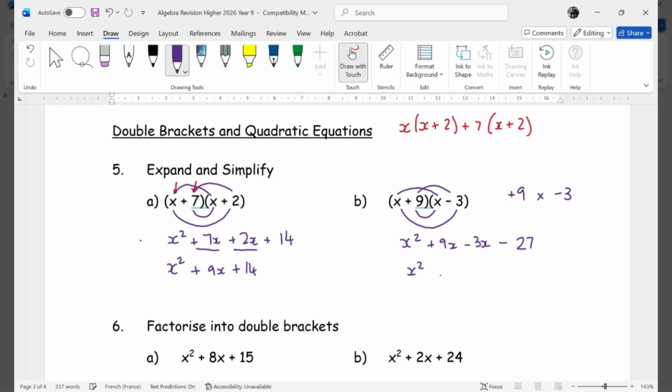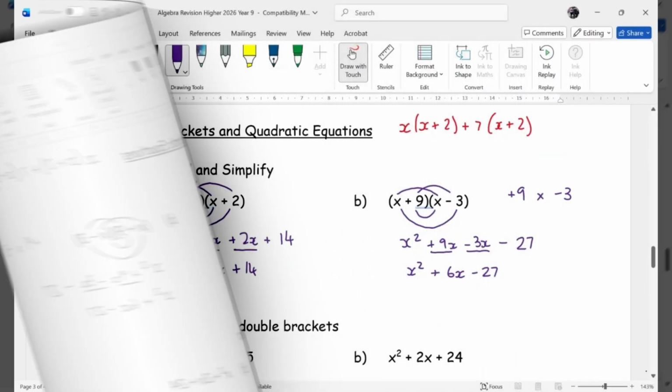Again, x squared, these are in the same family. 9x take away 3x is 6x minus 27. I think this is where I shall take my break and come back to you almost immediately.